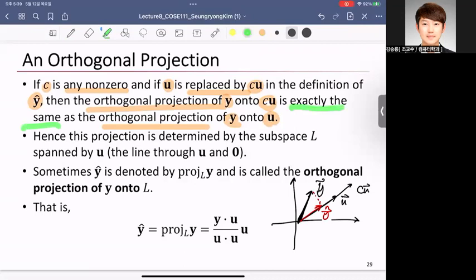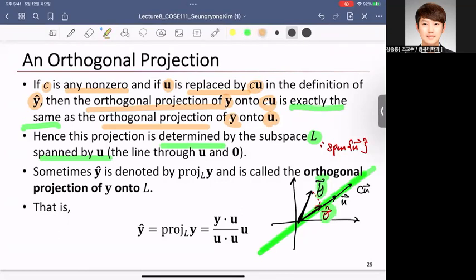And hence the projection is determined by subspace L spanned by u. What does it mean? It's just a line. Which line? This line. So it means that the projection is determined by this line, not vector u itself. Span of u. 그래서 y와 이 라인으로 이게 결정이 난다는 거죠.